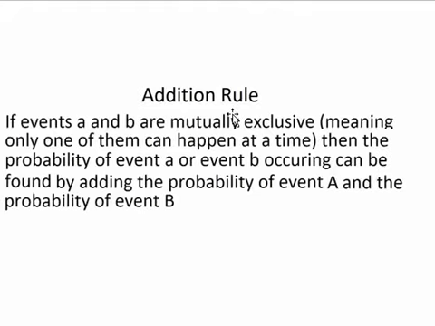Let's go over the addition rule. The addition rule says that if events A and B are mutually exclusive, meaning only one of them can happen at a time, then the probability of event A or event B happening can be found by adding the probabilities of the two events. And I wanted to explain a little bit about what mutually exclusive means.